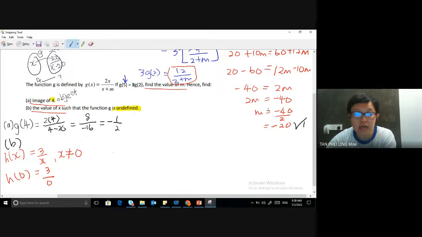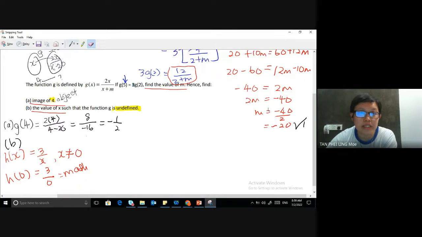If you press 3 over 0 on the calculator, you always get math error. Why is it called math error? Because the math error here means undefined. Math error.